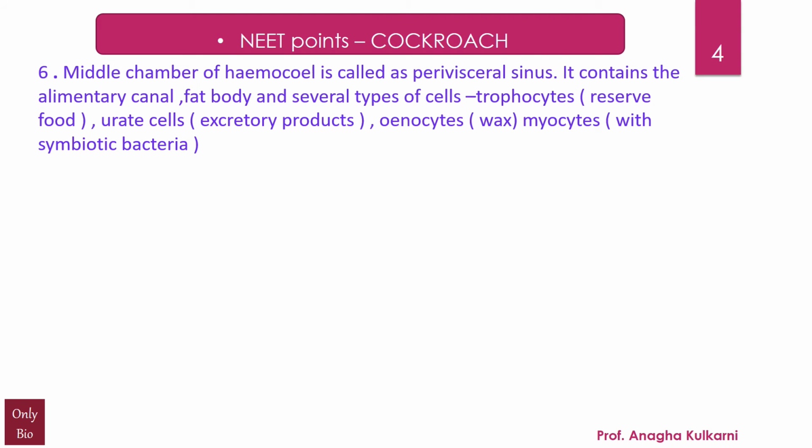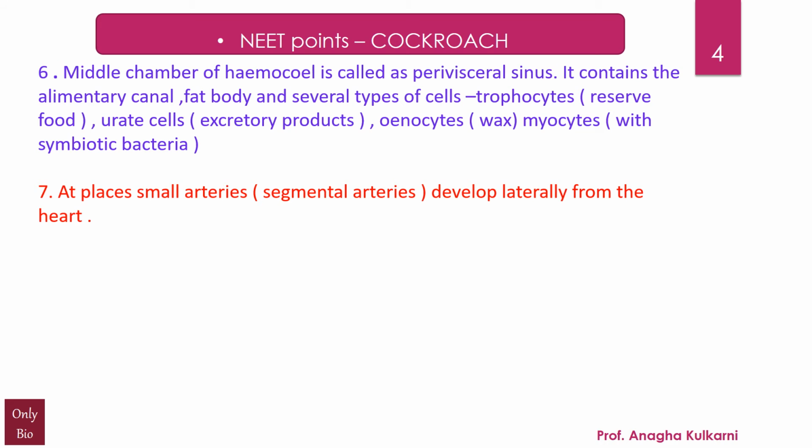Point number six, the middle chamber of hemocoel is called the perivisceral sinus. It contains the alimentary canal, the fat body, and several types of cells like the trophocytes, which store the reserve food, the urate cells, which store the excretory products, the oenocytes, which store the wax, and the mycetocytes with the symbiotic bacteria. Friends, please remember perivisceral sinus is the largest of all the sinuses and is also called the central sinus.